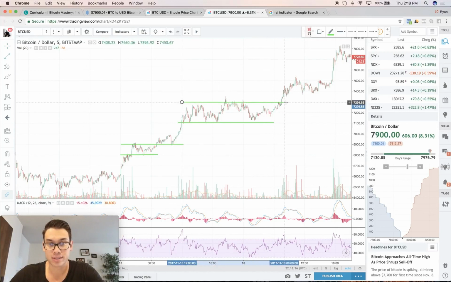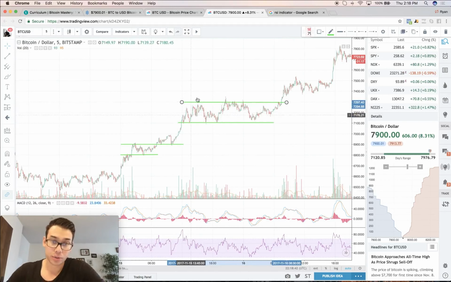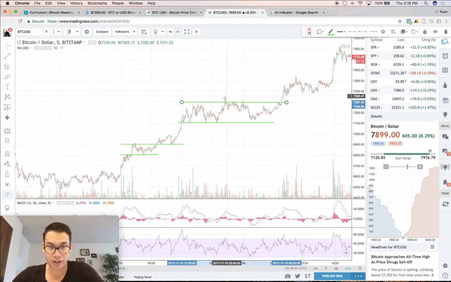This would be resistance, okay? Because as you can see, this is a 7,300 level. There were also some sellers up here. Okay, there's a big seller right here. As you can see, the red volume right here. Big sellers, price came down, bounced up, some more sellers, price came down, bounced up, more sellers, and then traveled all the way down to this support level.